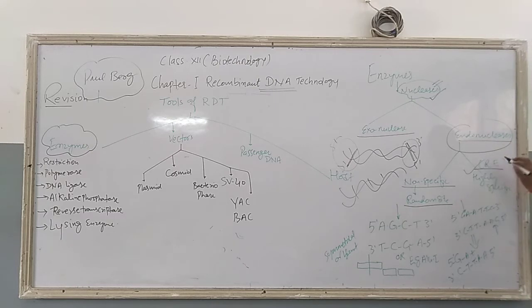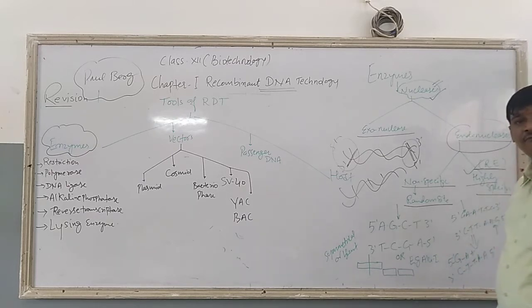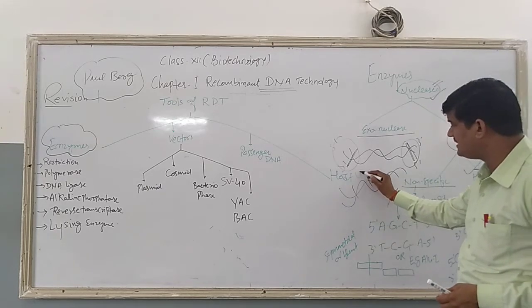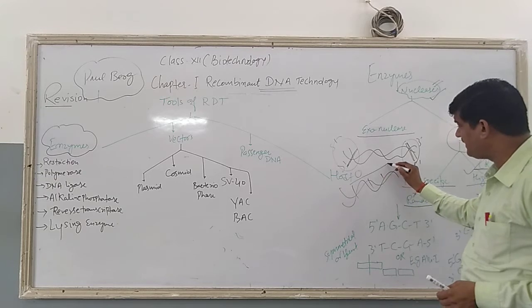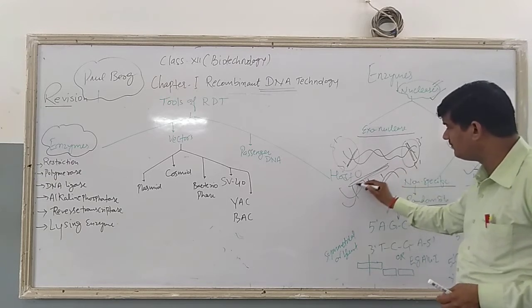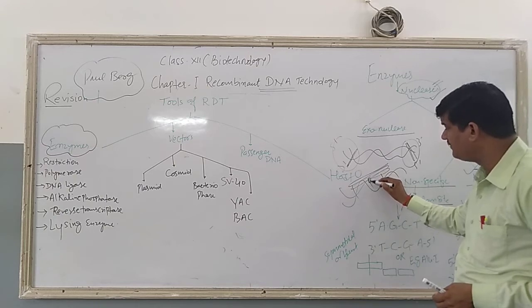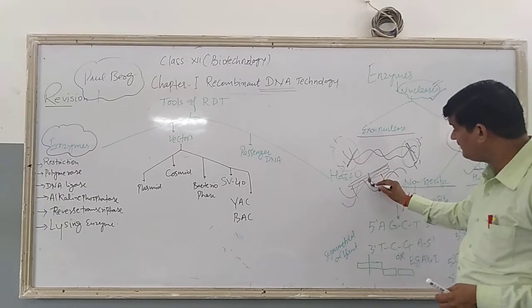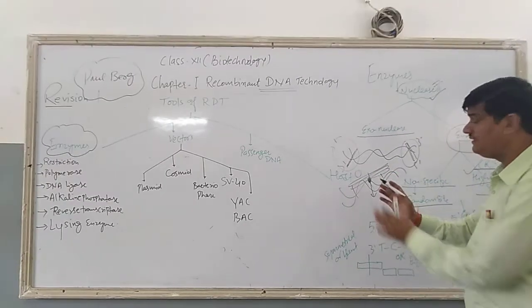But the RE, restriction endonuclease or restriction enzyme, is highly specific in function. It cuts the DNA at specific places, not everywhere. There are certain places it inspects on the DNA. Suppose this is the DNA and this is the enzyme. This enzyme will search, and after searching, when it finds the place where it has to cut the DNA, at that place it cleaves the phosphodiester bond and the DNA will be cut.